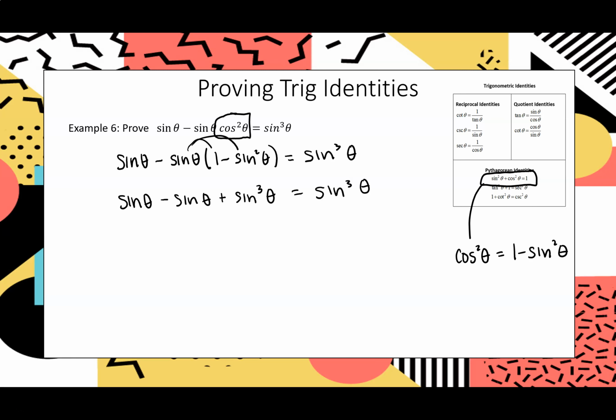All right, next thing we do is we look at the left side of the equation and say, how can we simplify that? Well, you should realize that a sine theta minus a sine theta cancels out. And so we're just left with sine cubed theta equals sine cubed theta. And we've got a match, and we've done it.